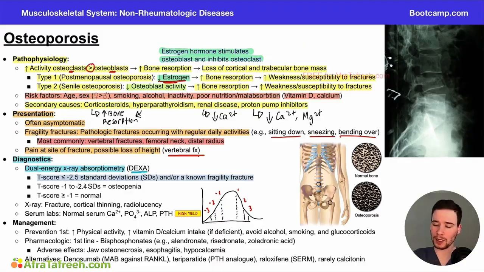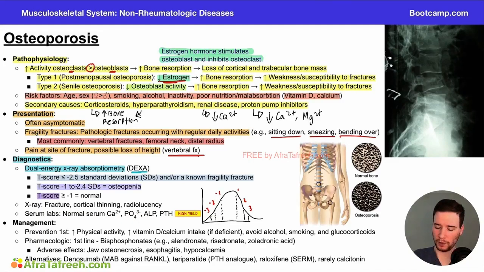Now we contrast this with something like osteopenia, which is a T-score between negative 1 and negative 2.4 standard deviations. So osteopenia, like we said at the beginning, is more of a milder form. We haven't quite reached osteoporosis, but we're getting bone softening. We're getting signs and symptoms that a patient is most likely going towards osteoporosis.